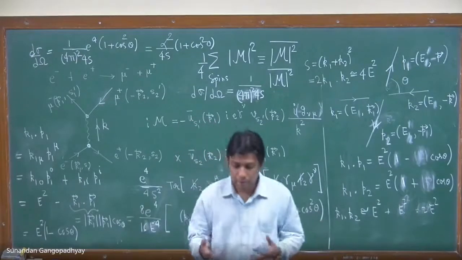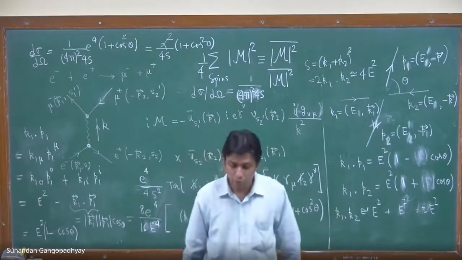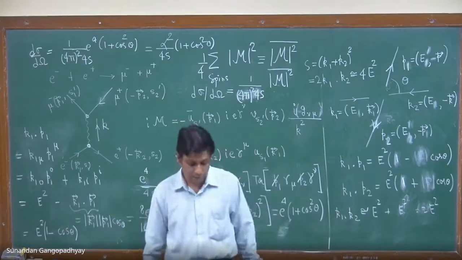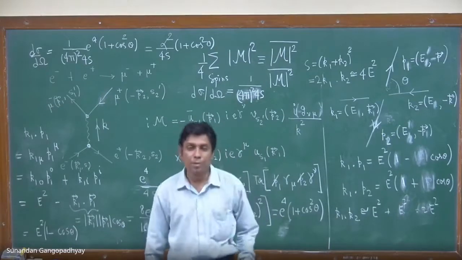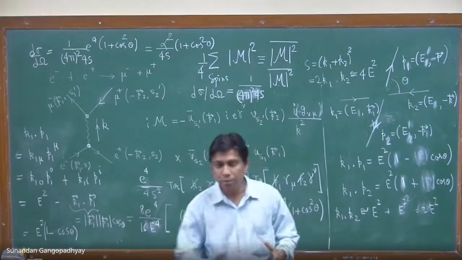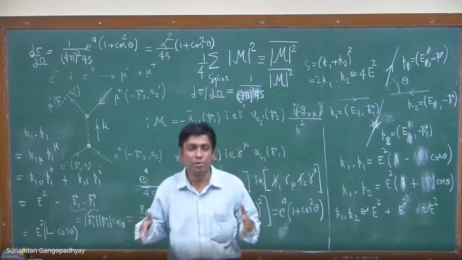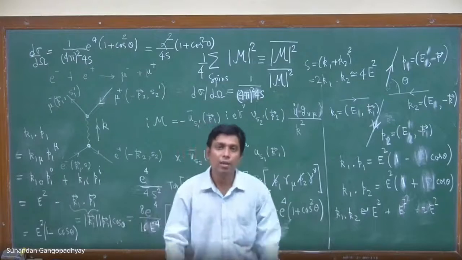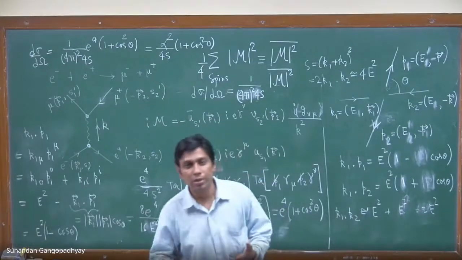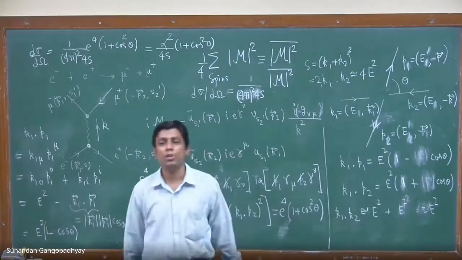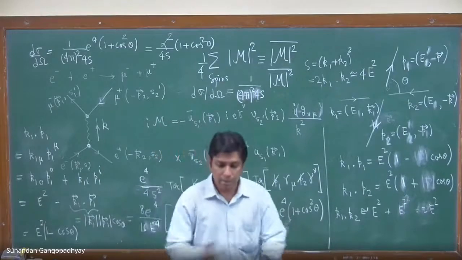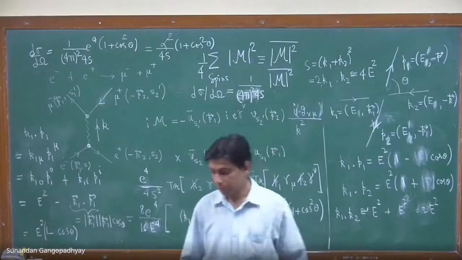And why is this crossing symmetry very important in some sense? It is for the simple reason that if you can write down the amplitude for one process, for example, the electron-electron scattering, you can immediately write down the amplitude by using this crossing symmetry for the electron-positron scattering, because there is a nice symmetry between the two.